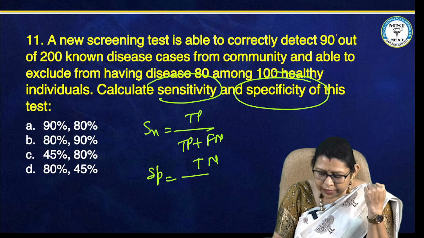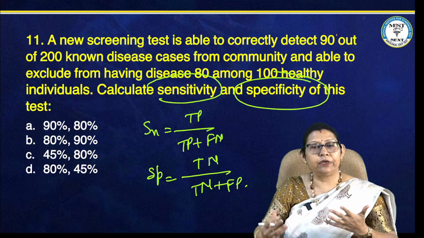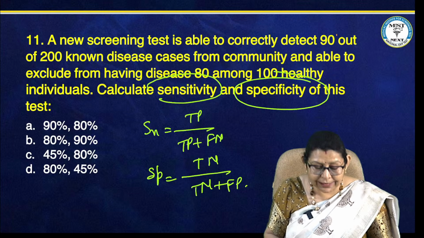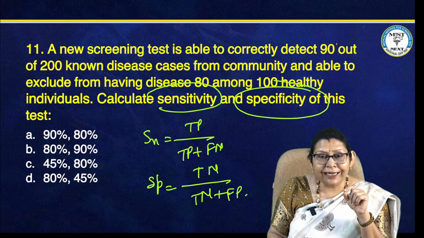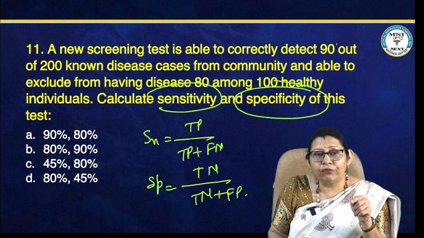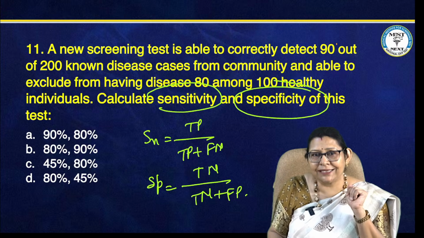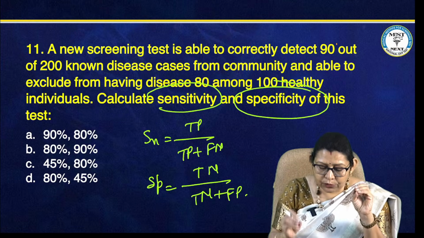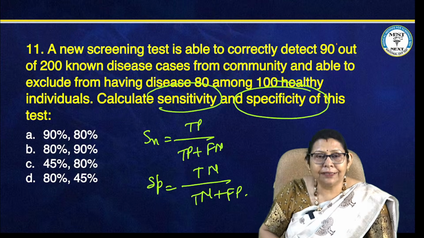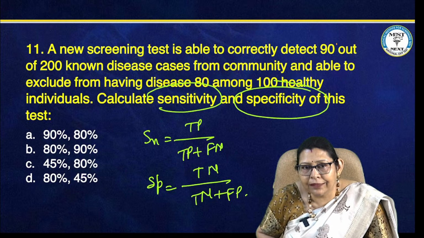Specificity is true negative upon true negative plus false positive, the ability of a test to correctly exclude the disease. Okay, now read the question. A new screening test is able to correctly detect 90 out of the 200 known disease cases from the community, and is able to exclude 80 among the 100 healthy individuals.